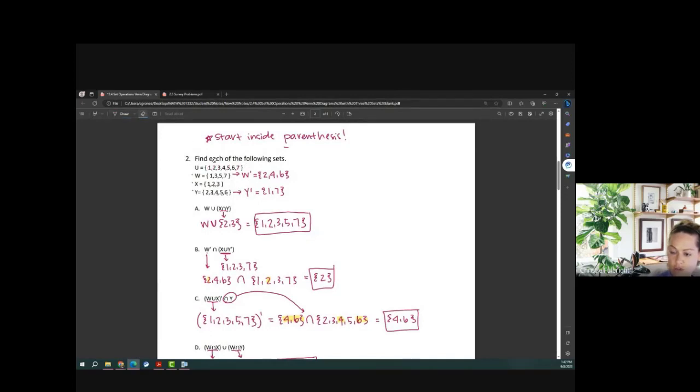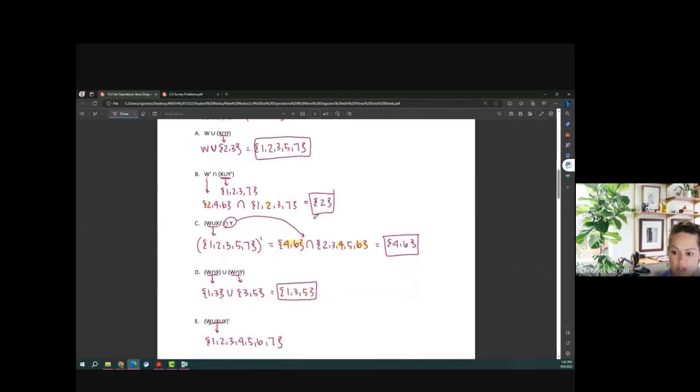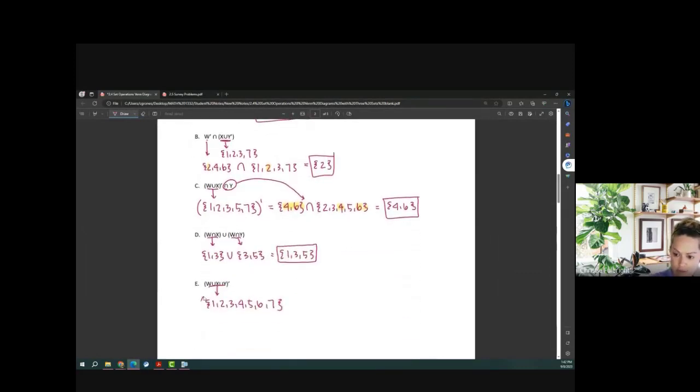So if we were to mark out each of these numbers, we would have nothing left. So the complement of this set is just our empty set. So you can represent it with the brackets or you can use the null symbol. Okay.